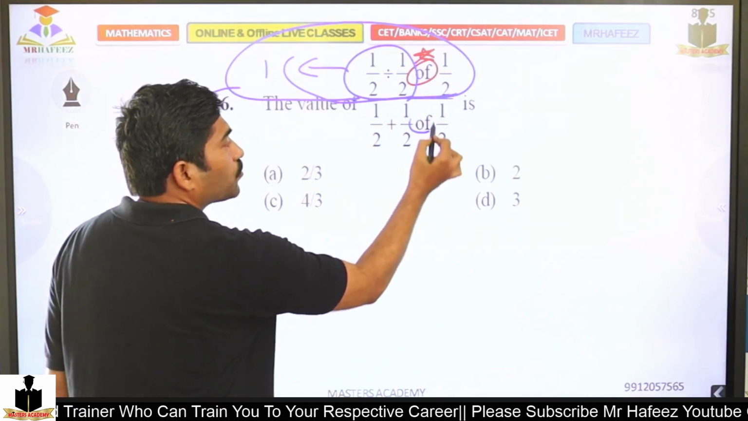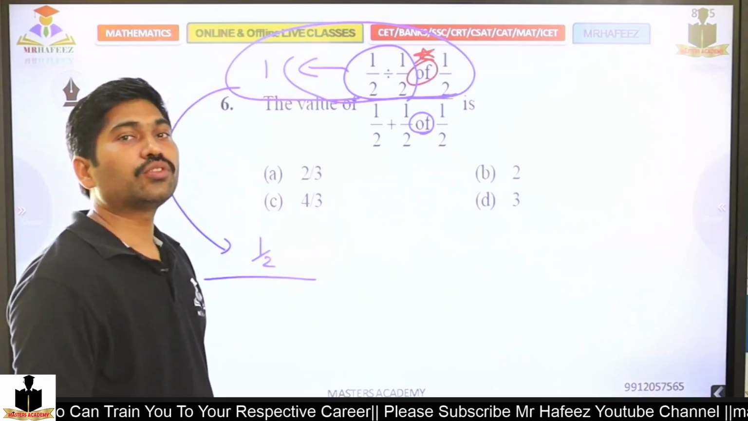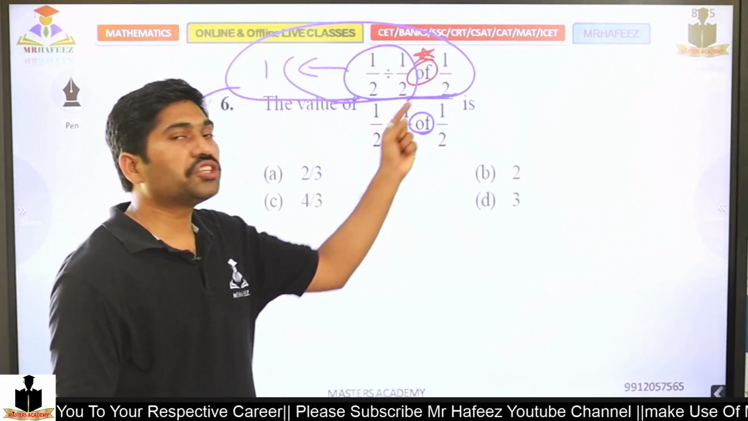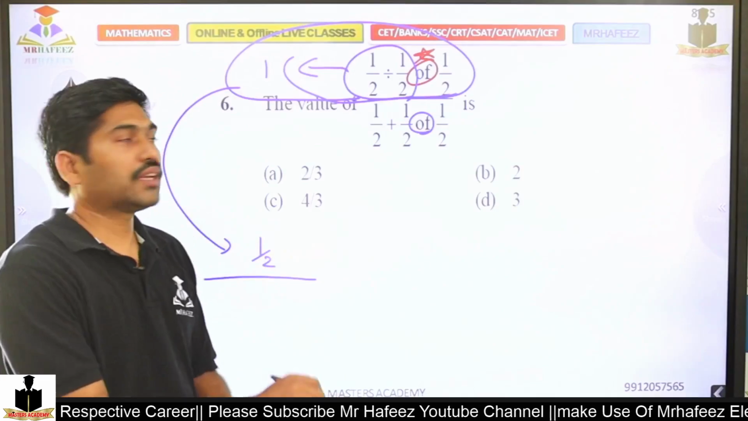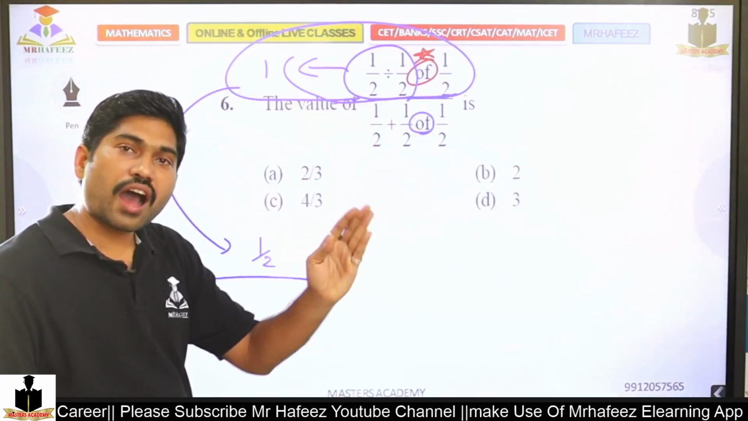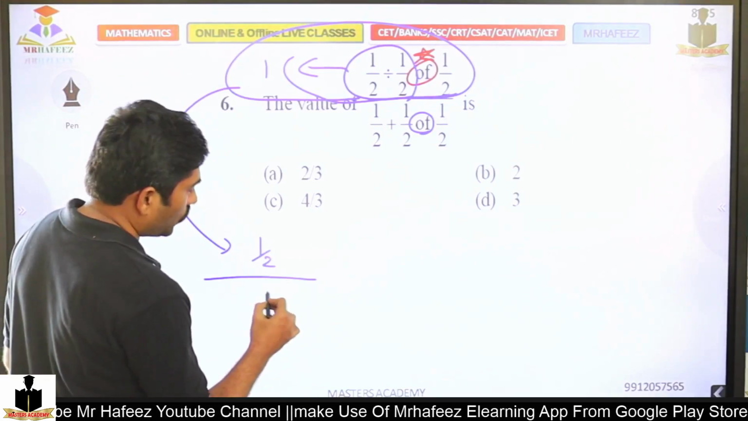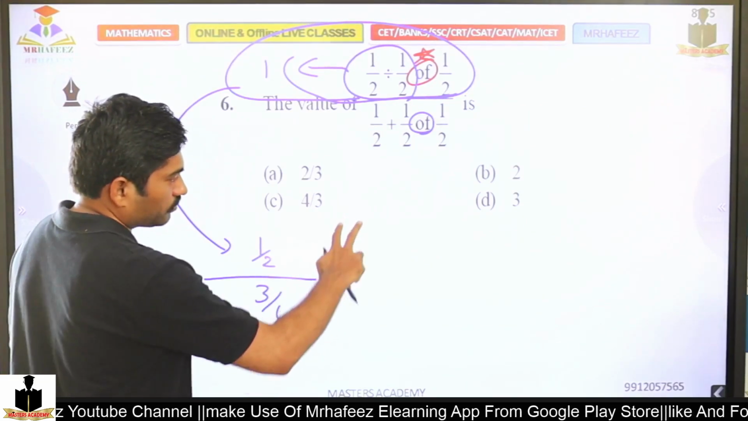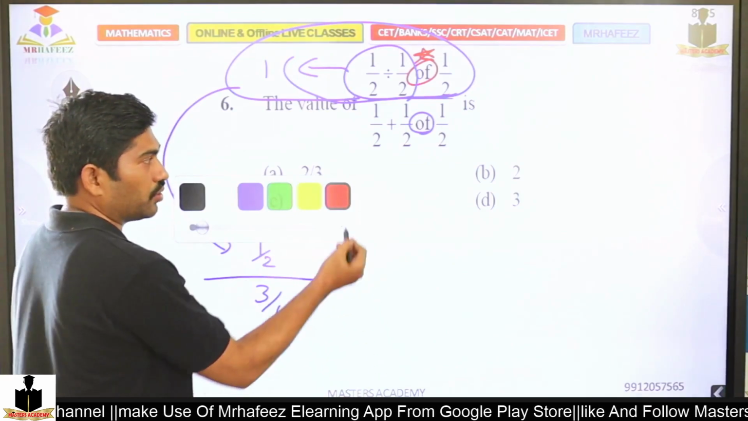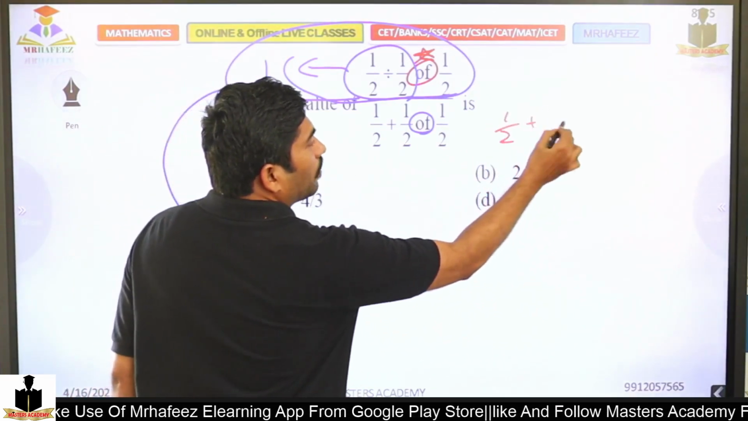Of should be done first. 1 by 2 into 1 by 2 is 1 by 4. 1 by 2 plus 1 by 4, half plus 1 by 4 is 3 by 4. So the denominator is 3 by 4.